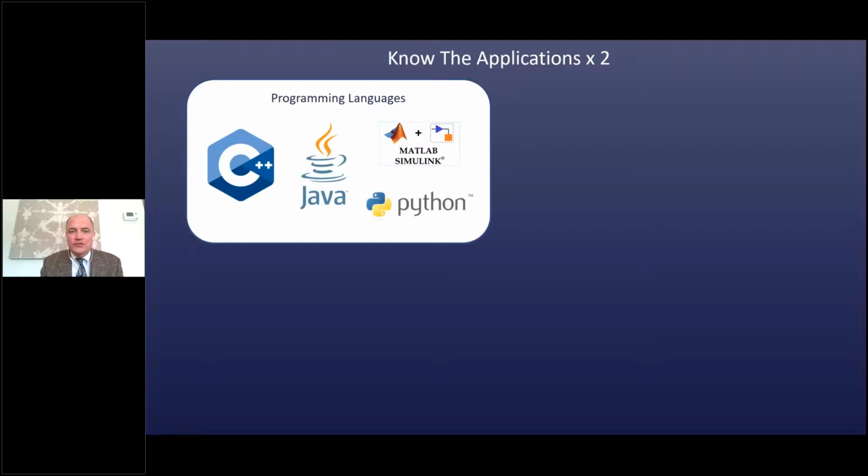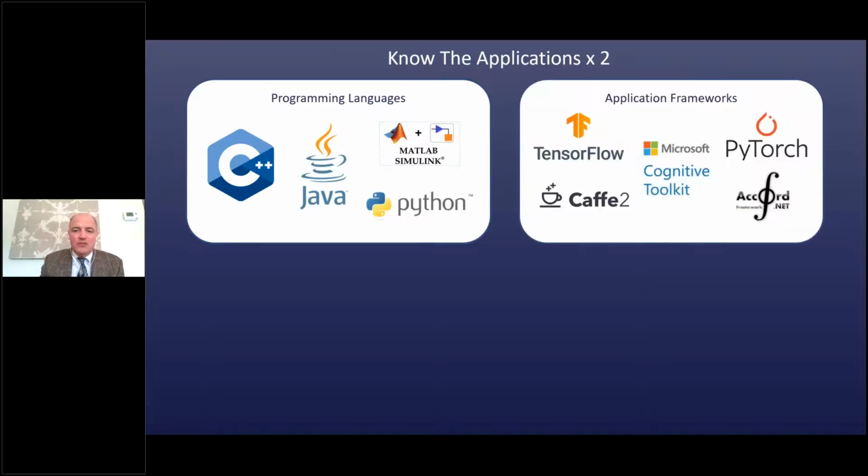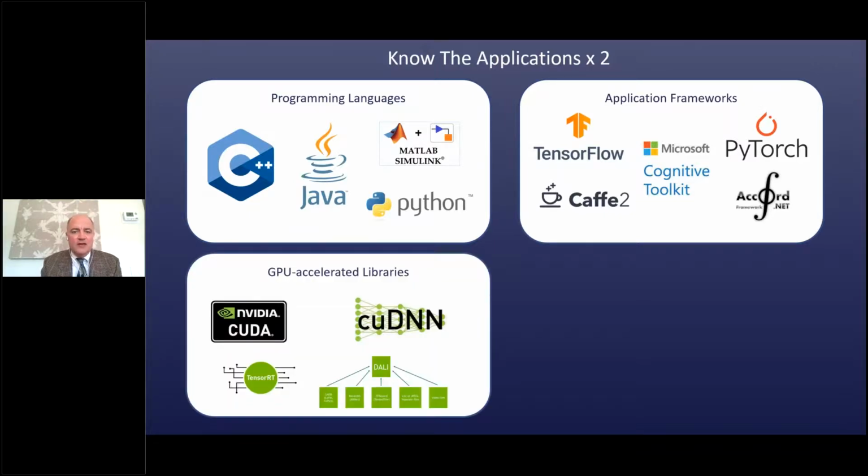And so we certainly need to be familiar with programming languages used in artificial intelligence, but we don't necessarily have to do all of our own programming. We don't have to program from scratch. There are applications frameworks that will give us a huge head start that have already written a lot of the code, and we just need to implement them. So we need to understand what applications frameworks are. We need to understand GPU accelerated libraries.